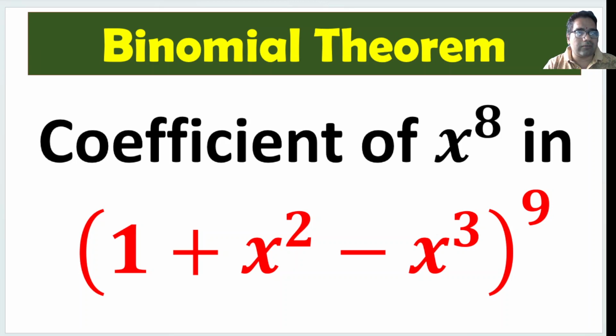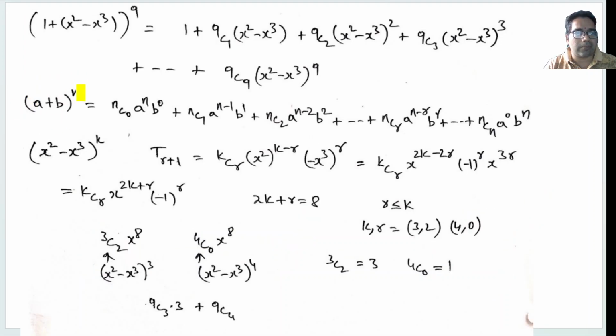Okay, so now what is our binomial expansion? (A plus b) whole power n is nc0 a power n b power 0, nc1 a power n minus 1 b power 1, nc2 a power n minus 2 b power 2, likewise. Total power n means there will be n plus 1 terms, right? From nc0 to ncn. What is the tr plus 1 term? Tr plus 1 is ncr a power n minus r b power r. So there are total n plus 1 terms, and this is the r plus 1th term. Right. Let us use this.